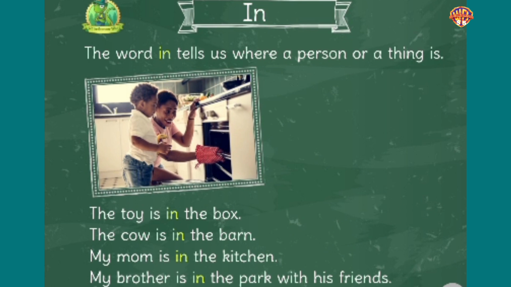In. The word in tells us where a person or a thing is. The toy is in the box. The cow is in the barn. My mom is in the kitchen. My brother is in the park with his friends.